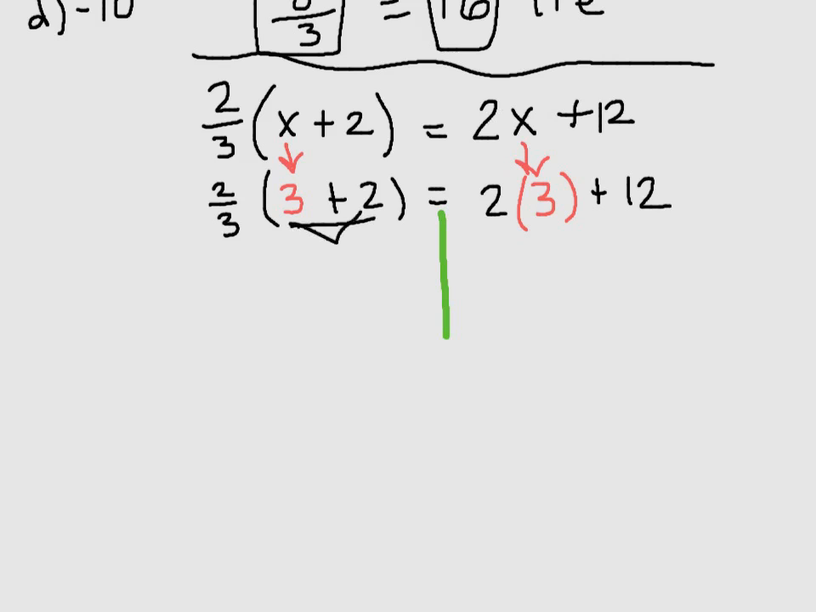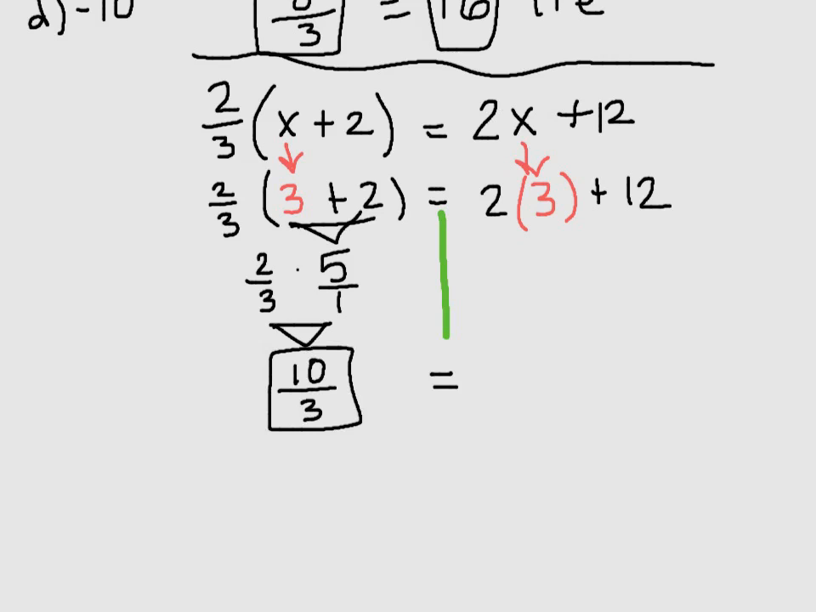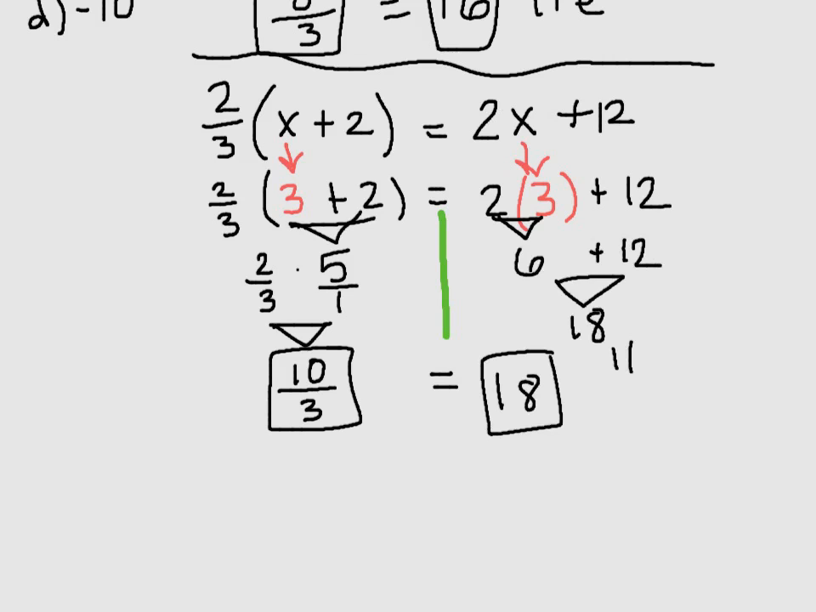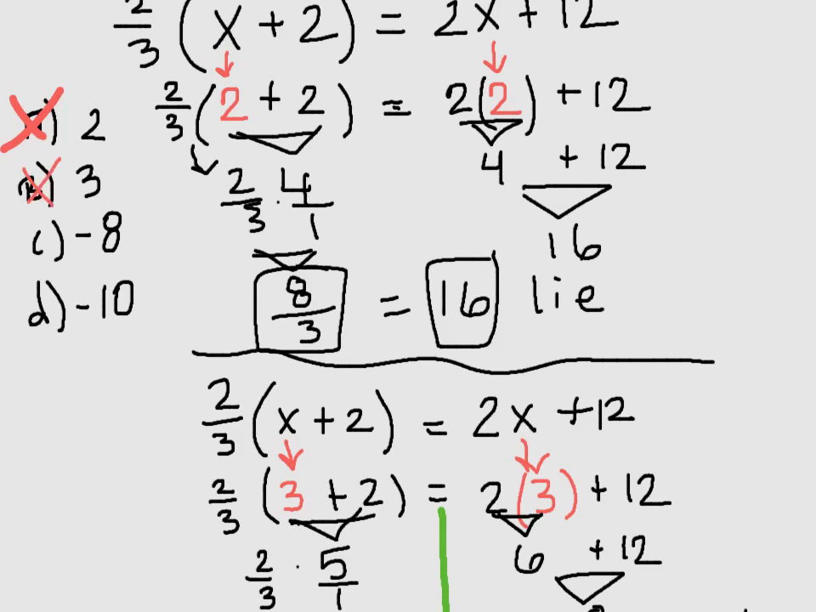3 plus 2 is 5, and then 5 times 2/3, make the 5 into a fraction, multiply the top with the top and the bottom with the bottom. I get 10/3 for my answer on this side. Let's see what I get for my answer on the other side. 2 times 3 is 6, 6 plus 12 is 18. So my two sides did not equal each other. The sides are different, so this is not a solution. Therefore, B did not work.